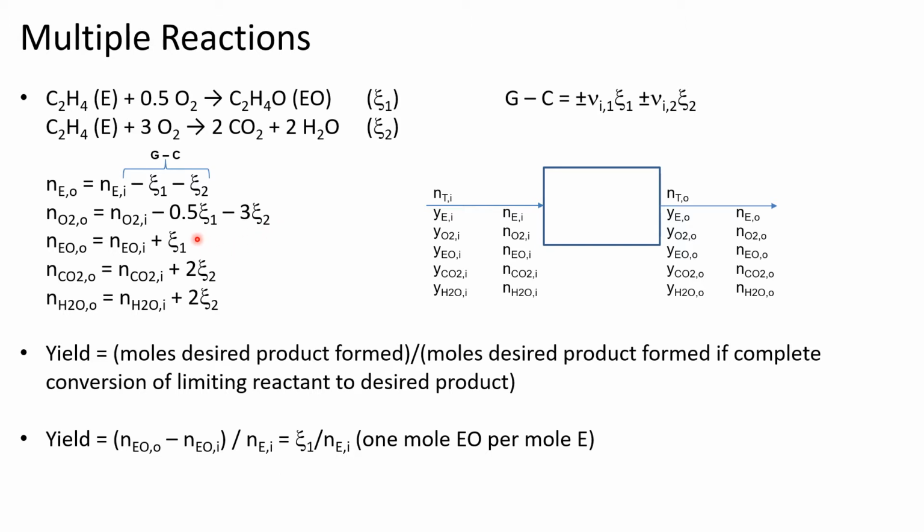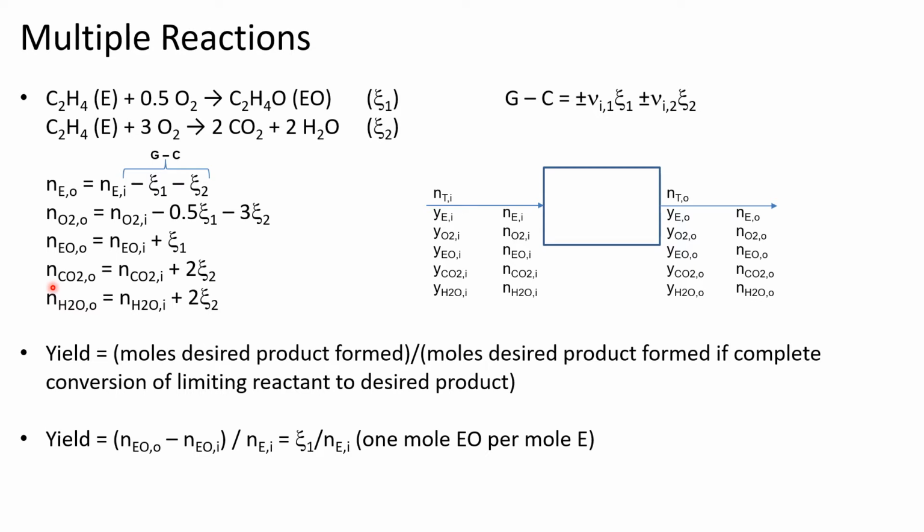Now let's move on to ethylene oxide. The flow rate of ethylene oxide out is equal to the flow rate in. And let's look at the first reaction and see what contribution we have from that first reaction. Ethylene oxide is a product of the first reaction, so we'll put a plus here. The stoichiometric coefficient is a 1, and we'll multiply by the extent of the first reaction. Ethylene oxide does not participate in the second reaction, so there isn't a contribution from the second reaction.